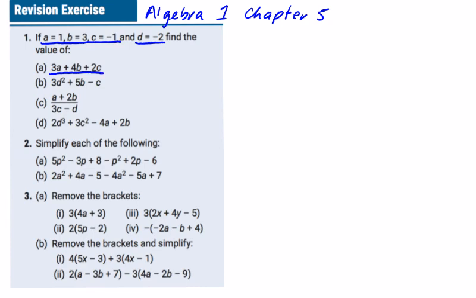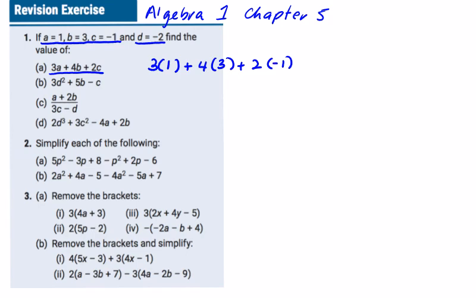3A, 4B, 2C. For 3A, you're replacing a letter with a number, keep the signs. You're replacing B with a number, plus 2C, you're replacing C with a number. We double check the numbers. A is equal to 1, B is equal to 3, and C is equal to -1.